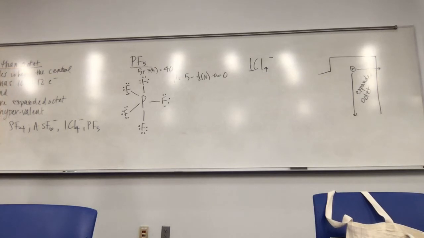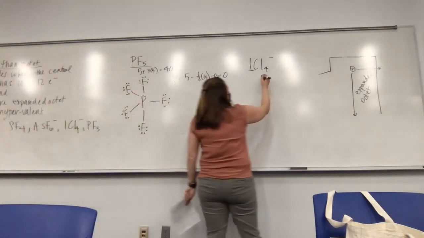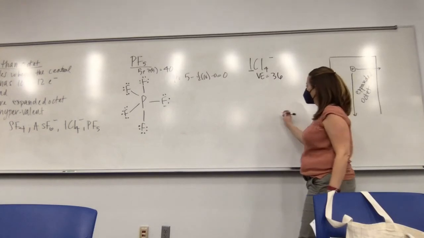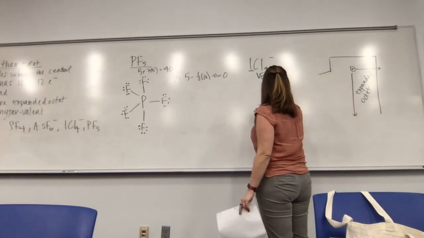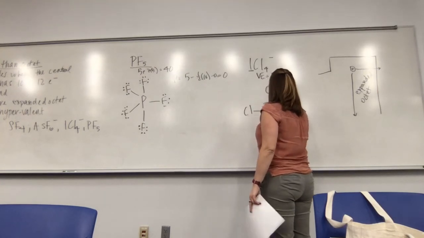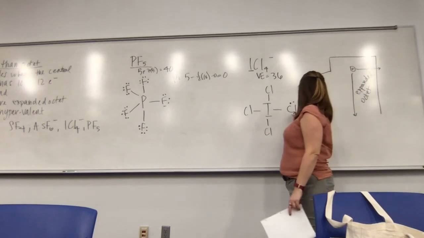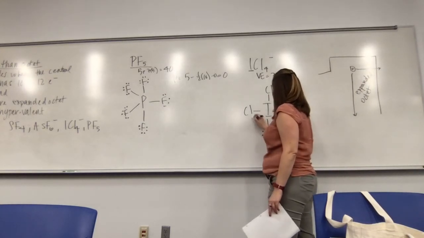How many of you have a structure? Sweet. So the valence electrons here give us a total of 36. We're going to put our iodine in the center, connect our chlorines, and follow the Lewis dot rules. We are going to continue to add our electrons around the chlorines, giving them all octet.